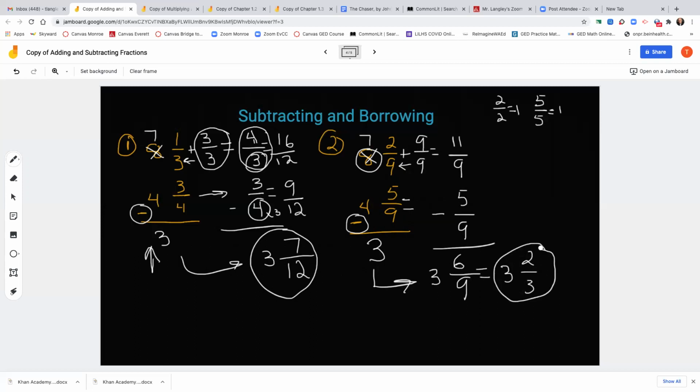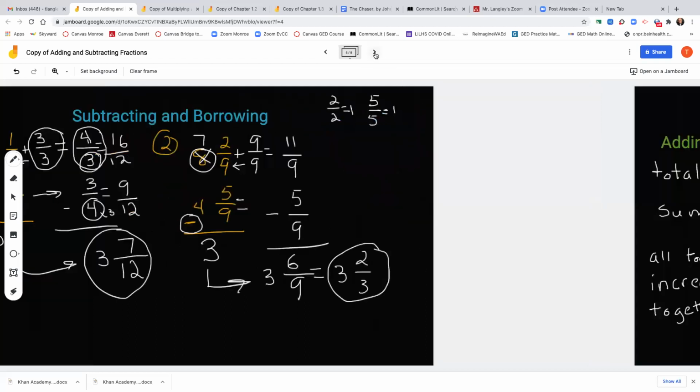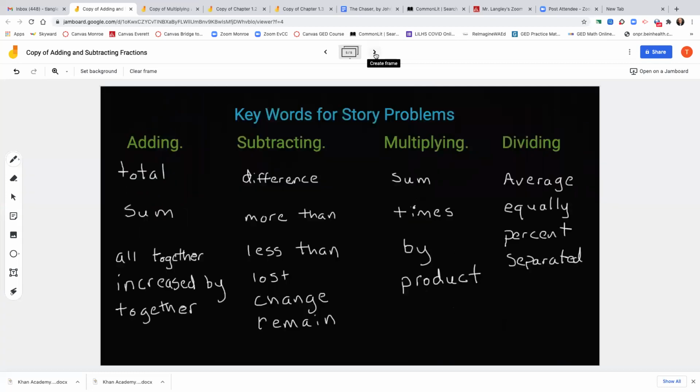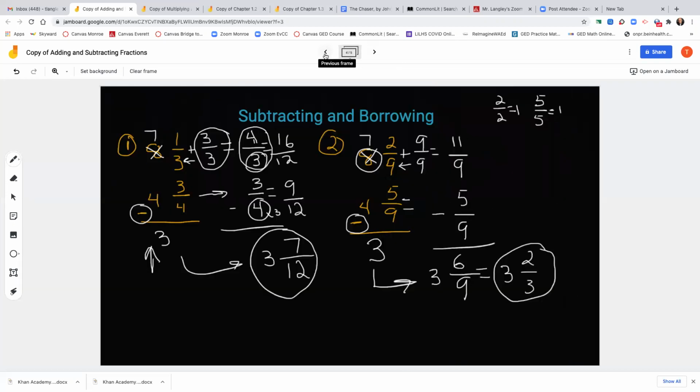Now, if you're going, man, teacher, that's a lot of steps. Does it just get harder after this? The answer is, this is the hardest type of problem in fractions. There are more steps in that than there are in a lot of your first year algebra stuff. But that is how to do it.